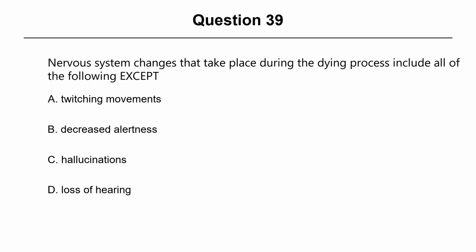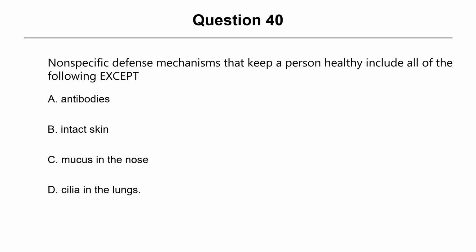Question 39. Nervous system changes that take place during the dying process include all of the following except option A, twitching movements, option B, decreased alertness, option C, hallucinations, option D, loss of hearing. The correct answer is option D, loss of hearing.